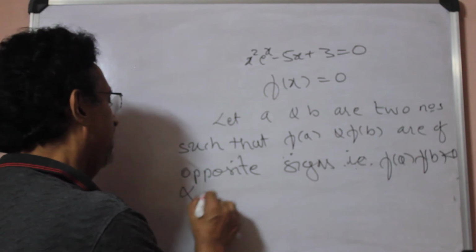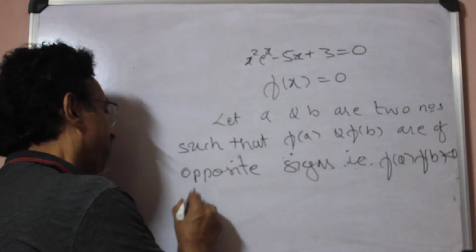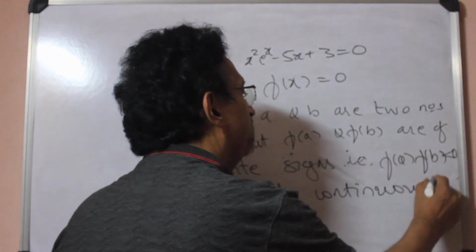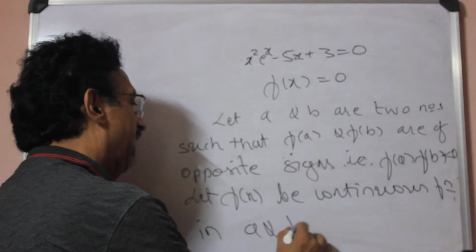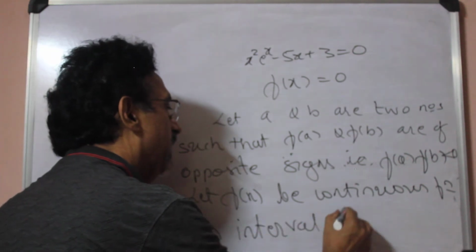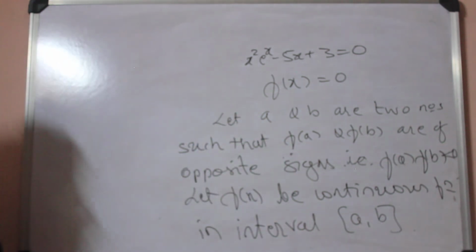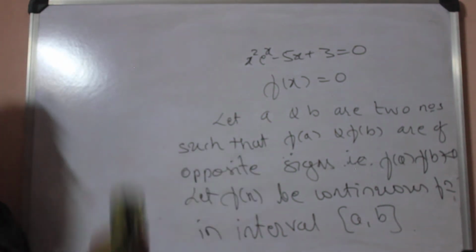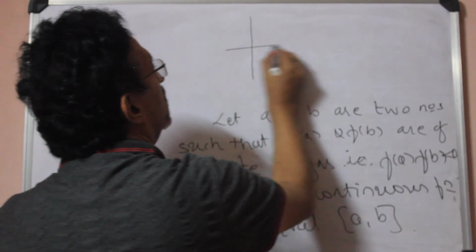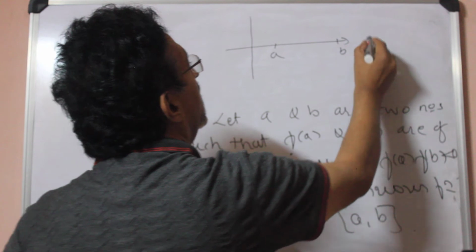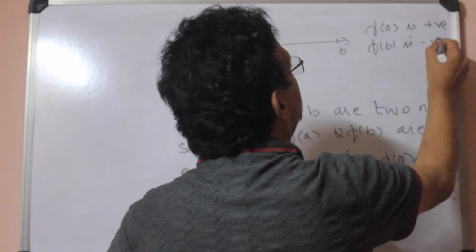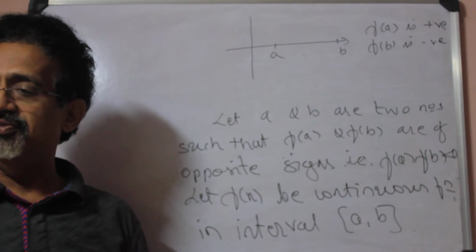If I draw the graph, let f of x be a continuous function in the interval AB. Now if I look at the graph of this function, how does it look? Suppose I draw the graph. This is my A, this is my B. I assume that f of A is positive and f of B is negative.